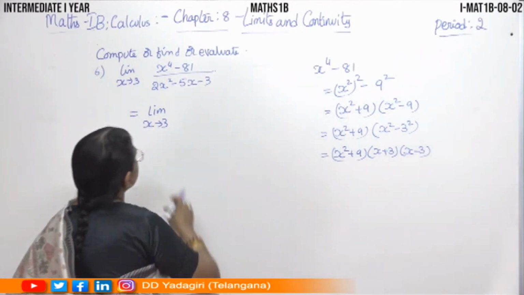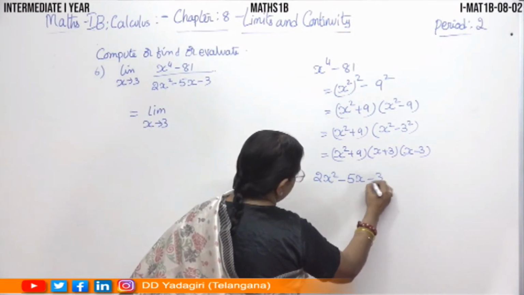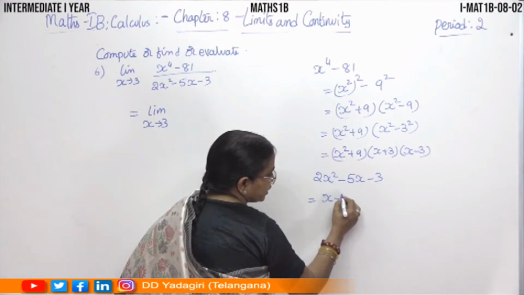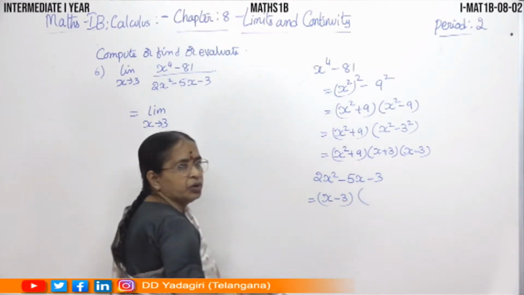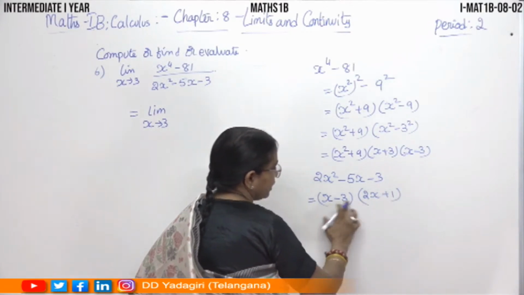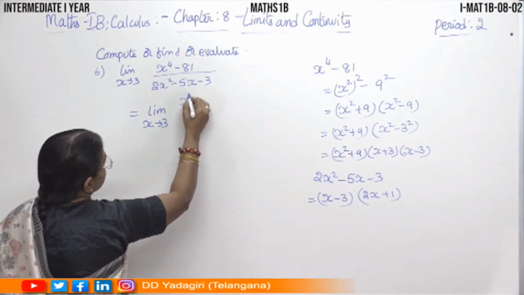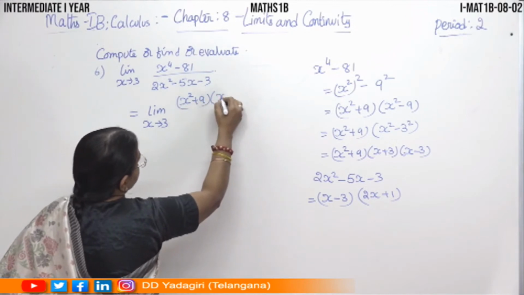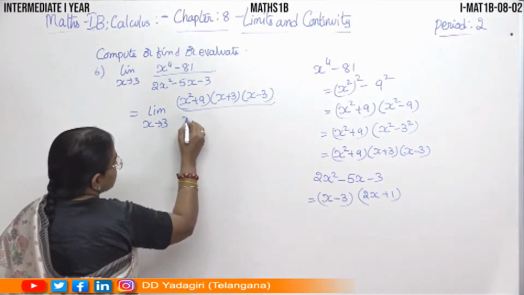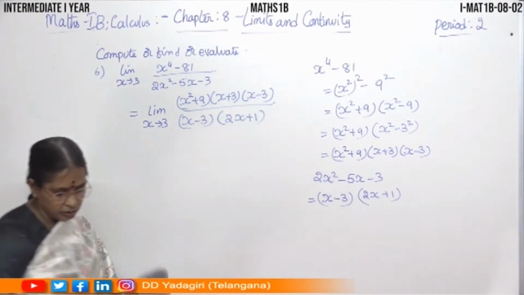You cannot further split. Now in the same way, when you take 2x square minus 5x minus 3, you have seen when you are putting x as 3, it is becoming 0. So that means x minus 3 is a factor. (x minus 3) into, you can think of the other factor. So 2x you will get and then plus 1. Yes. So now write the factors. So this is (x square plus 9) into (x plus 3) into (x minus 3) by (x minus 3) into (2x plus 1).